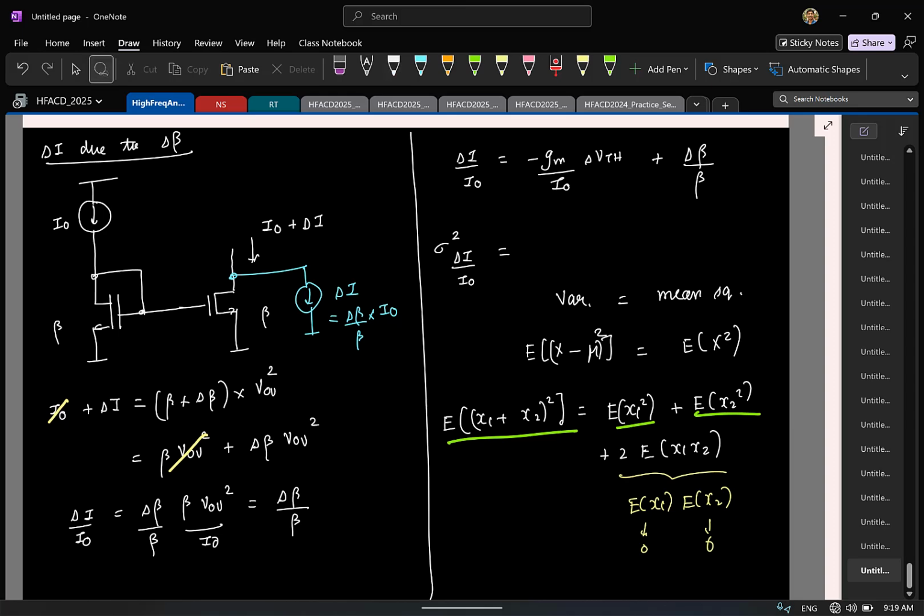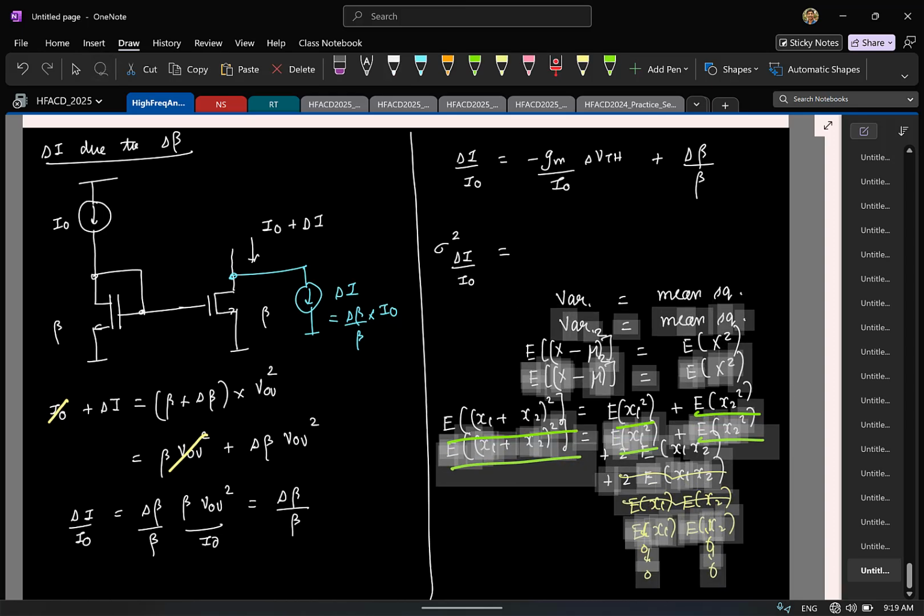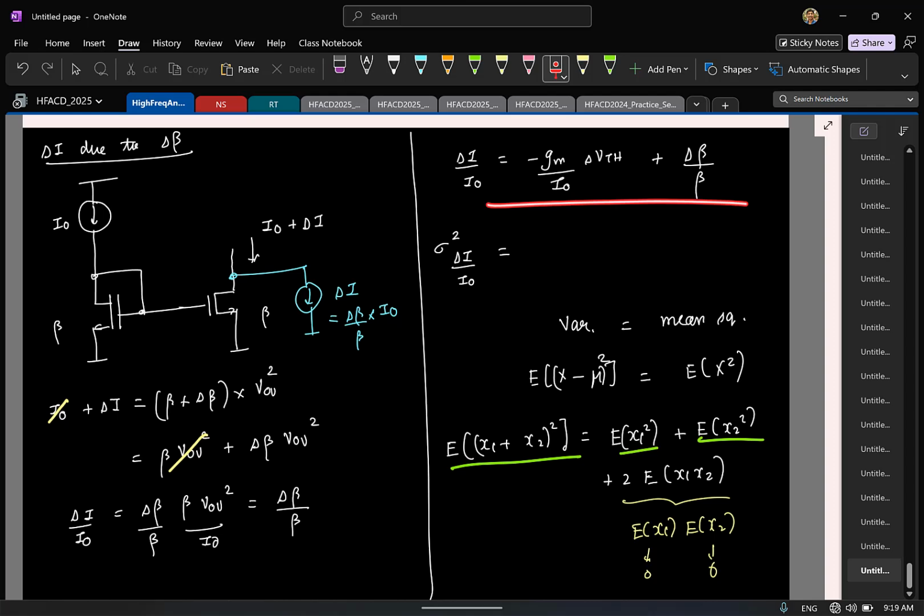So now tell me, what is the mean squared value for this? Gm by I naught whole square times sigma square of delta Vth. It is the sum of the individual mean squared values, a constant that gets squared directly, and then sigma square of this plus sigma square of the other. 1 by beta square of sigma square of delta beta is the same as sigma square of delta beta by beta.